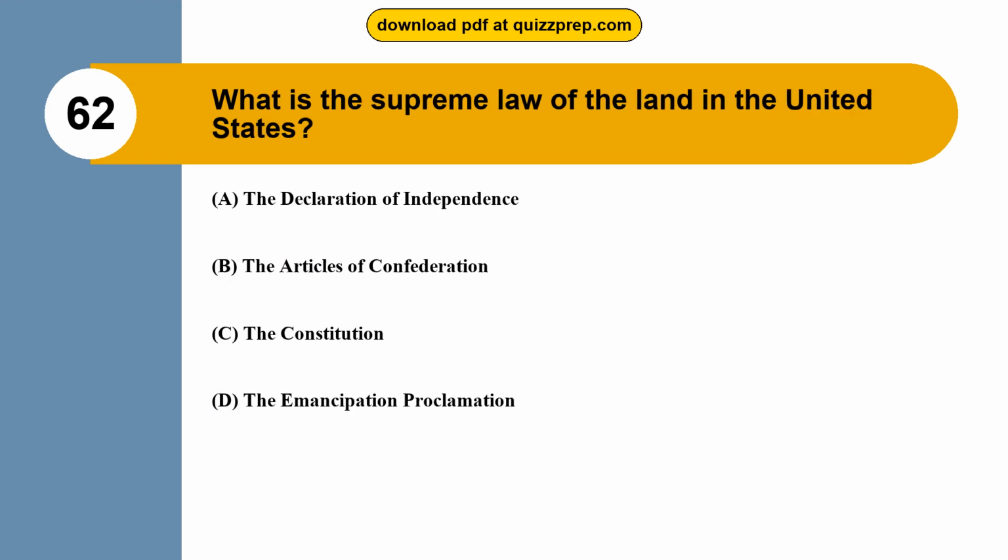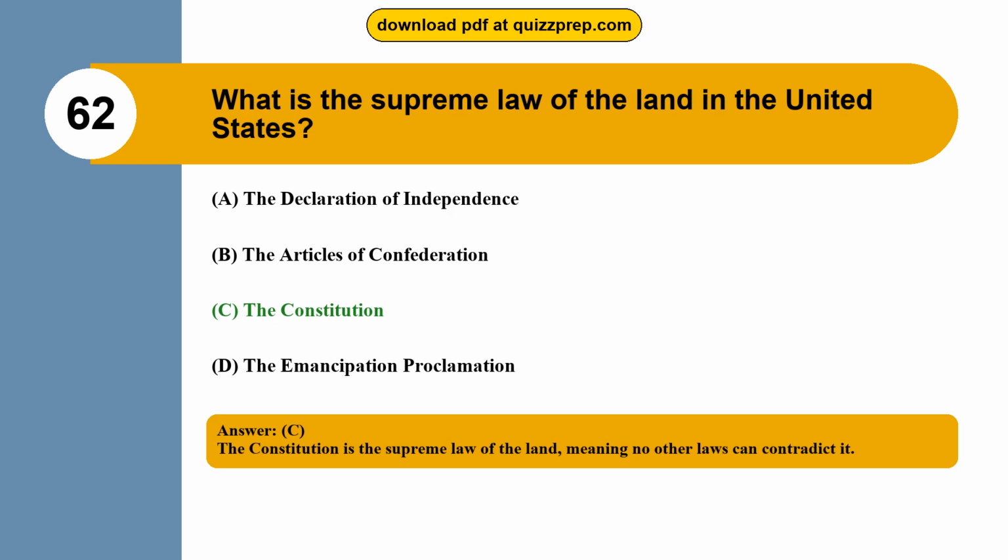Question 62. What is the supreme law of the land in the United States? Option A. The Declaration of Independence. Option B. The Articles of Confederation. Option C. The Constitution. Option D. The Emancipation Proclamation. The correct answer is option C, the Constitution. The Constitution is the supreme law of the land, meaning no other laws can contradict it.